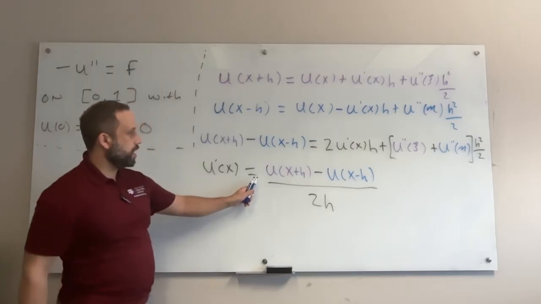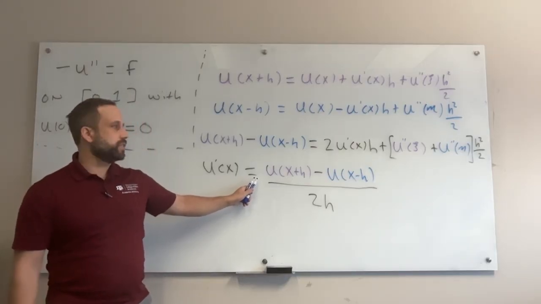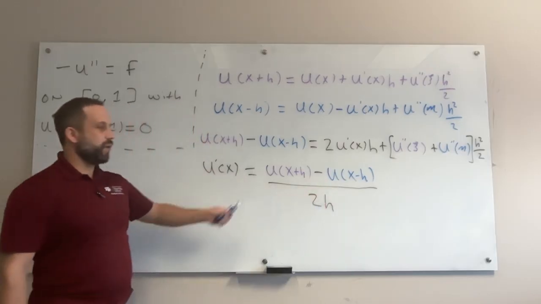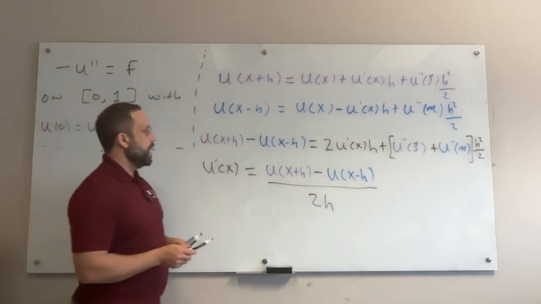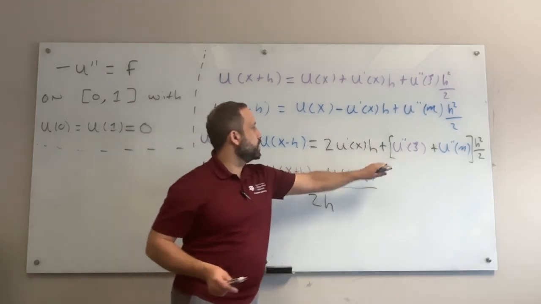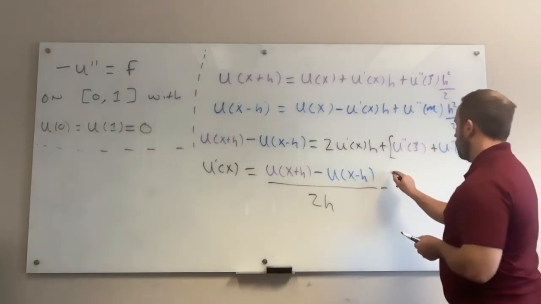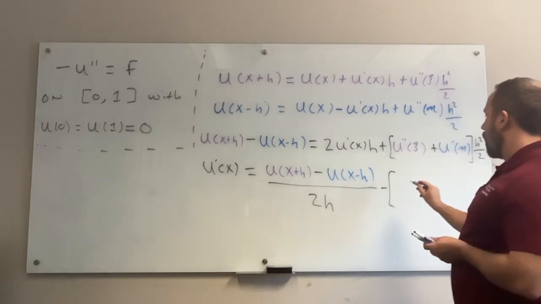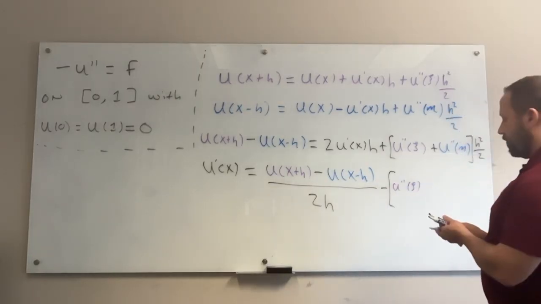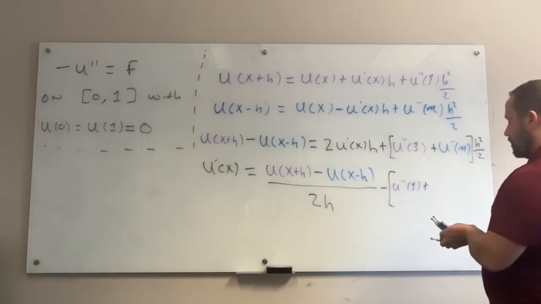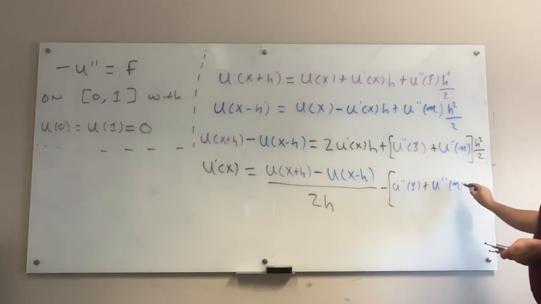And notice this right here is basically the difference quotient, but instead of going from x to x plus h, it goes from x minus h to x plus h. This is sort of the center difference quotient. And then we need to subtract off this part here. So it's going to be minus u double prime of c plus u double prime of eta.